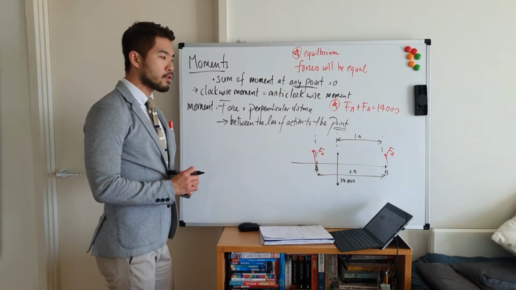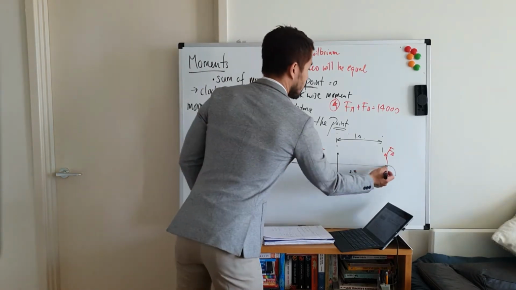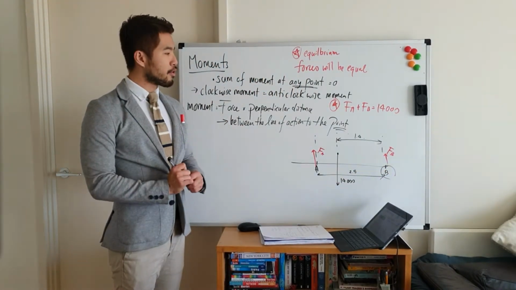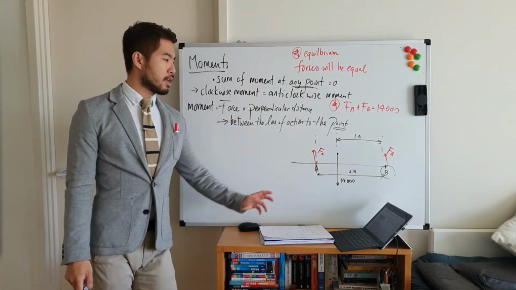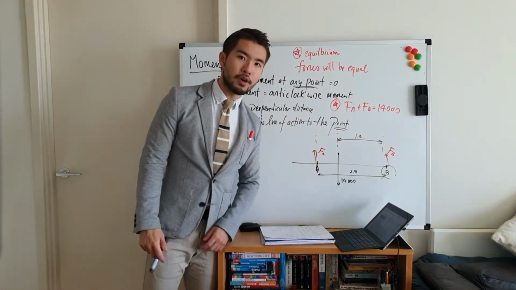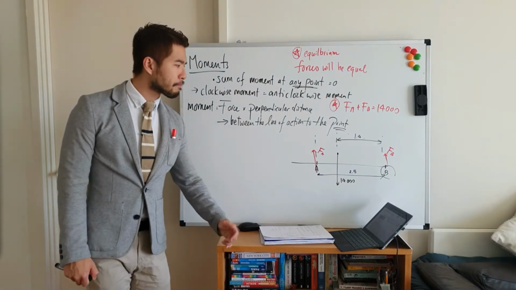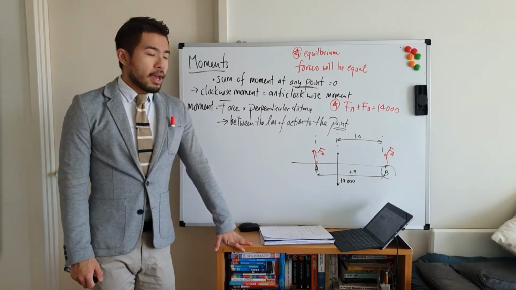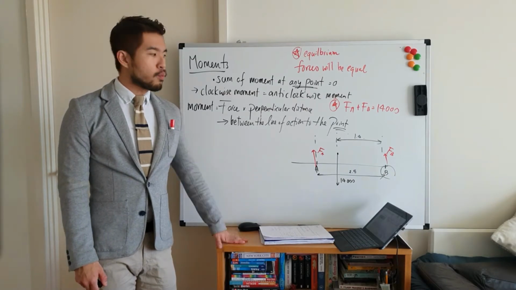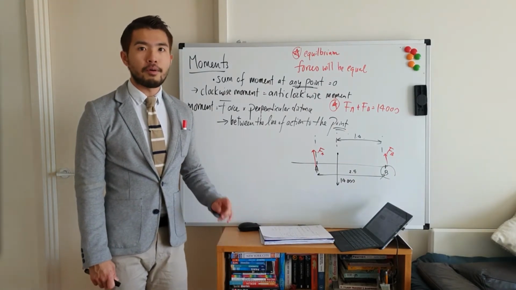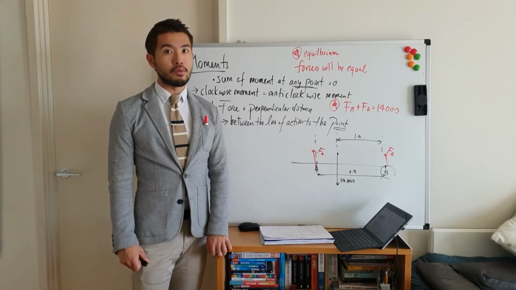That question asks you to take moments from B. Actually, I'm going to prove to you that every single point in here, this point, this point, this point, we can take moments from and get the exact same answer. So in a situation like this, where do we decide where to take the moments from? We always take the moments from the point with the most amount of unknowns.